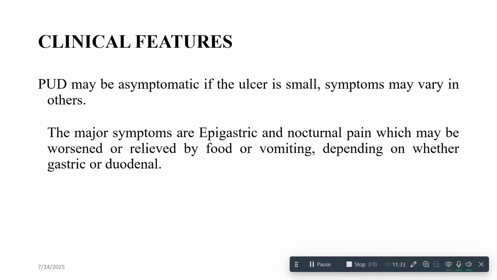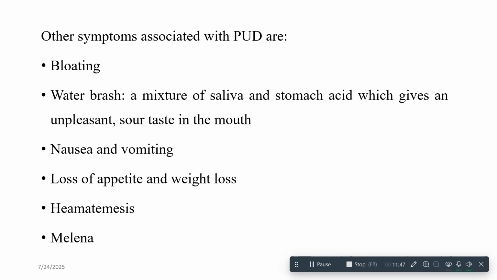What are the clinical features? PUD may be asymptomatic if the ulcer is small. The major symptoms are epigastric and nocturnal pain, which may be worsened or relieved by food or vomiting, depending on whether duodenal or gastric. Other symptoms include bloating, water brash, which is a mixture of saliva and stomach acid that gives an unpleasant sour taste in the mouth, nausea and vomiting, loss of appetite and weight loss, hematemesis and melena.